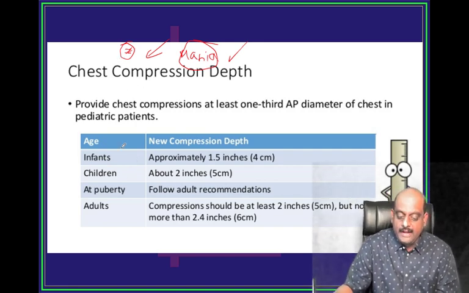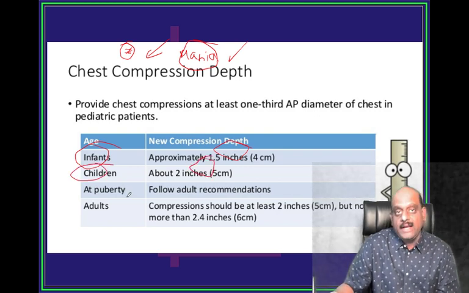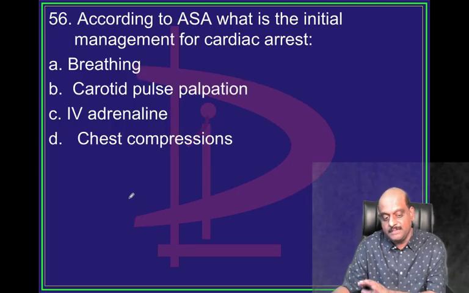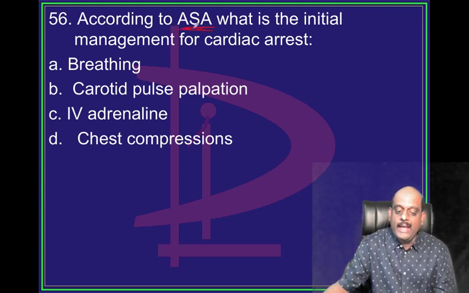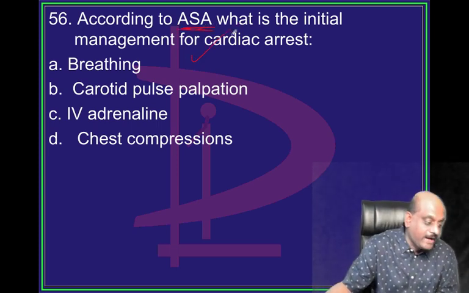So doctor, infants 1.5 inches, children 2 inches, adults 2 to 2.5 inches. Now, according to ASA, what is the initial management of cardiac arrest?